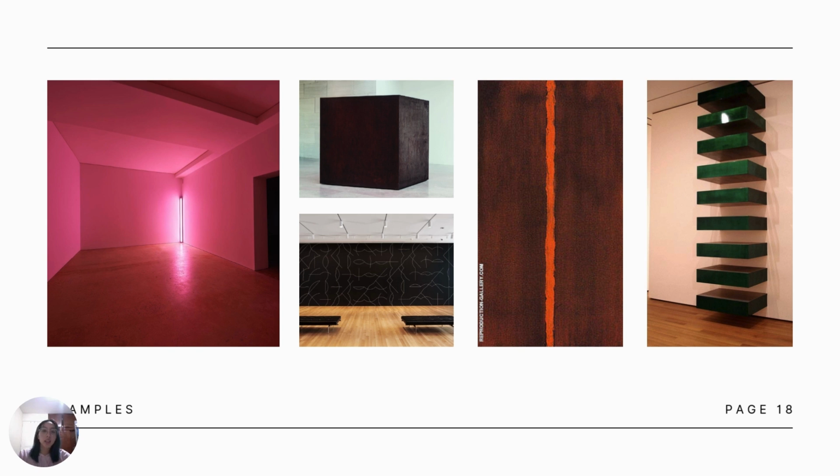The third one is a really big, dark wall that is called Wall Drawing number 216 by Sol LeWitt, created in 1975. The next one is just a line. It seems like it is a line painted in wood. It is called Onement 1 by Barnett Newman, made in 1948. And the last one is called Untitled Stack by Donald Judd, created in 1967.